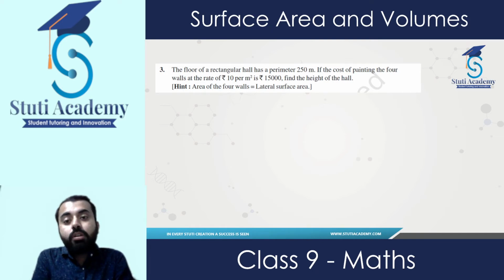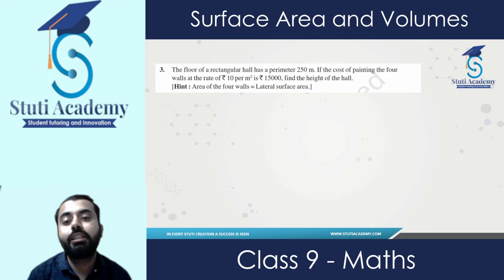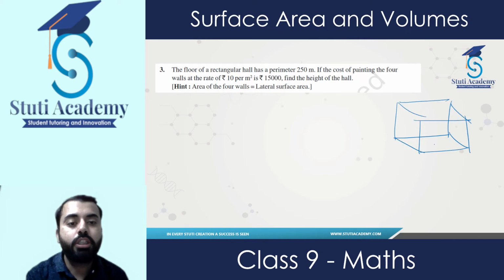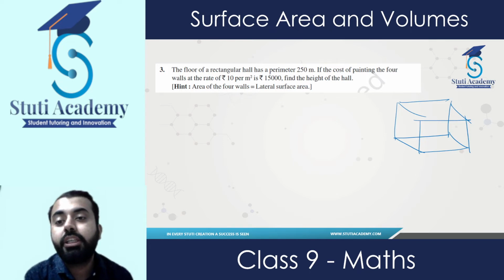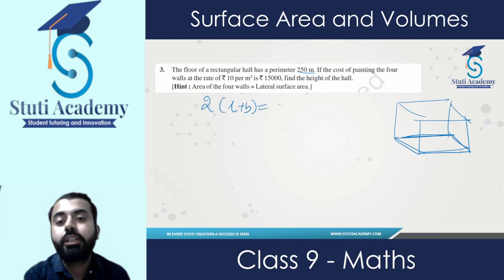The floor of a rectangular hall has a perimeter of 250. If the cost of painting the four walls at a rate of 10 per meter square is 15,000, find the height of the hall. I have this figure. I have a rectangular hall. It is given to you that the perimeter of the floor, that means the length of its edges, its boundary, is 2 into (L plus B), and it is 250 meter.